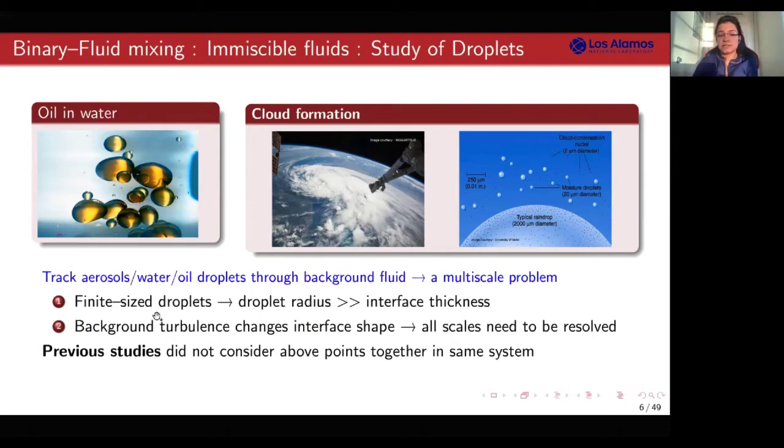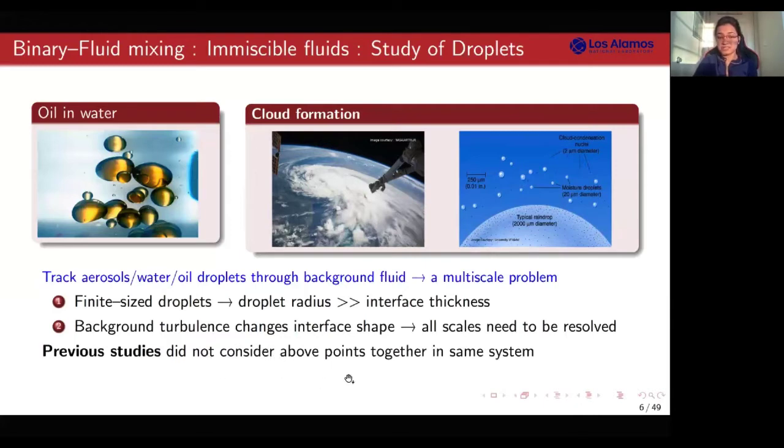First, we are considering the finite size of droplets. That is, they are not point particles. And when the droplets have finite size, the radius can be orders of magnitude greater than the interface thickness, so we have to resolve both the radius and the interface thickness. Secondly, if there is turbulence in the background, that has many scales, and that also changes the interface shape. So we have to resolve all the scales, from the system size right down to the interface thickness. And so this is a computational challenge.